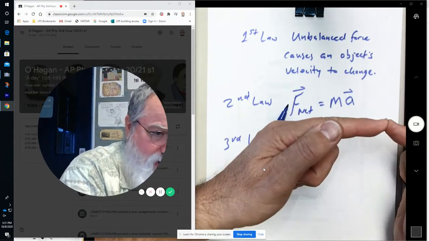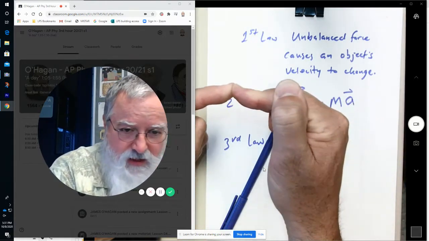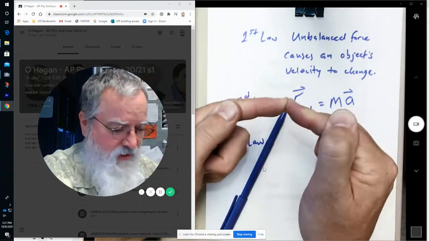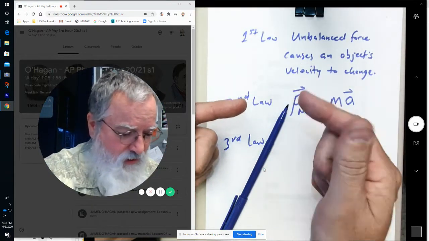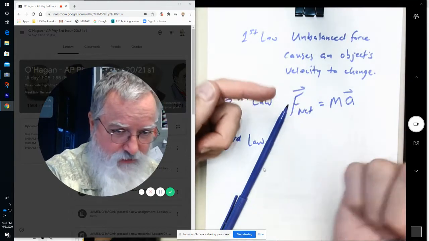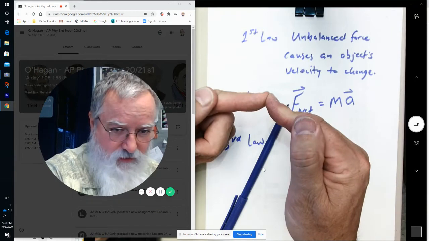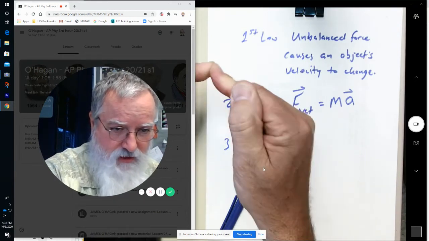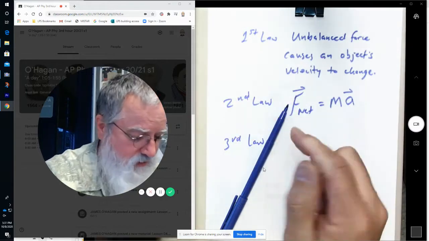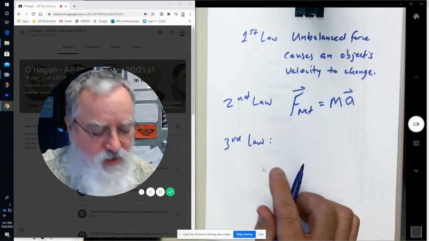And it doesn't matter if they're moving at a constant velocity. It doesn't matter if they're accelerating while this is happening. If finger 1 is pushing on finger 2 with 5 newtons, finger 2 pushes back on finger 1 with the same 5 newtons. At rest, at a constant velocity, or accelerating all over the place. All right, here's Newton's third law.